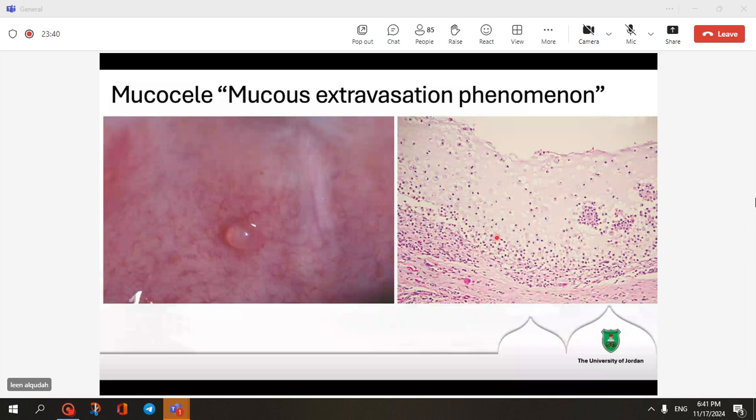And under the microscope, you can see that we have just like granulation tissue, acute and chronic inflammatory cells, and there is no epithelial lining like the one that we saw in the mucus retention cyst.